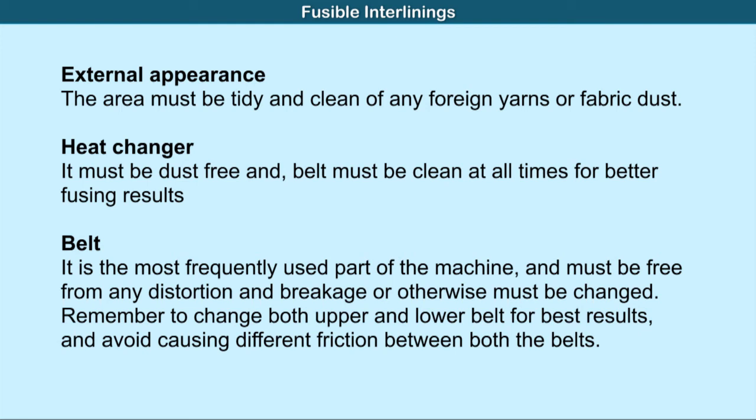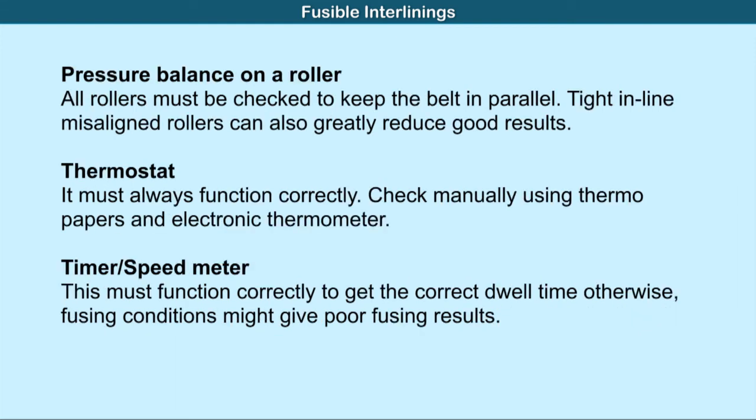for better fusing results. Belt. It is the most frequently used part of the machine and must be free from any distortion and breakage, or otherwise must be changed. Remember to change both upper and lower belts for best results and to avoid causing different friction between the two belts. Pressure balance on a roller. All rollers must be checked to keep the belt parallel and tight in line. Misaligned rollers can also greatly reduce good results.